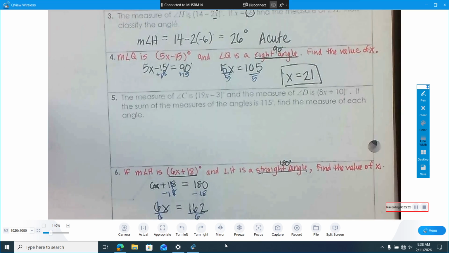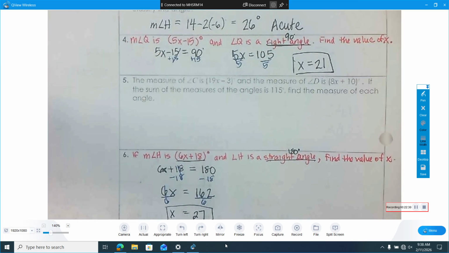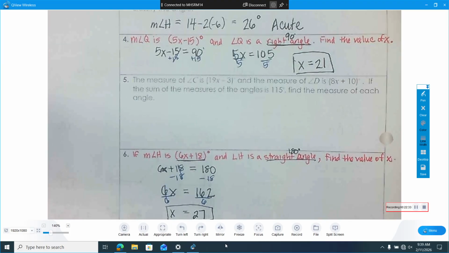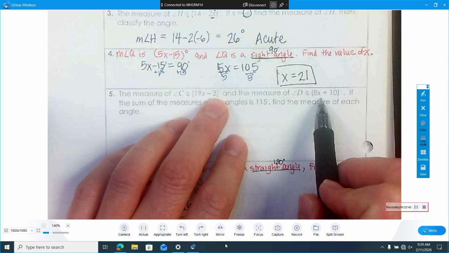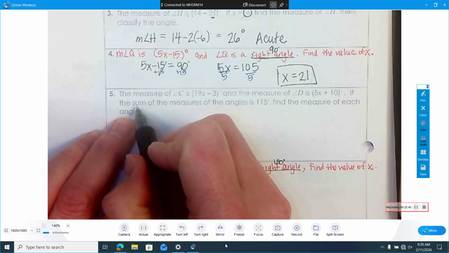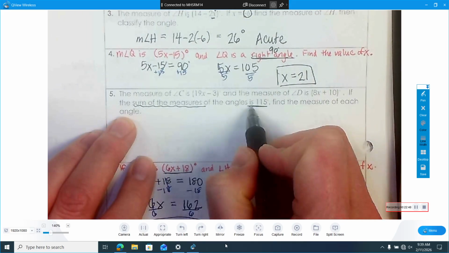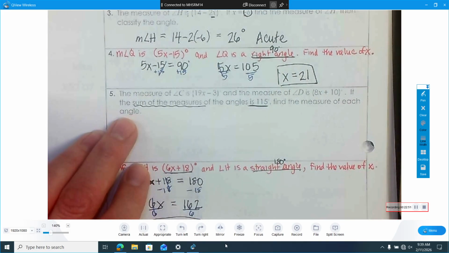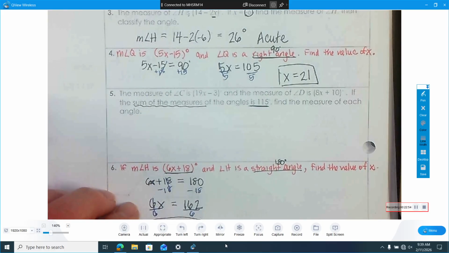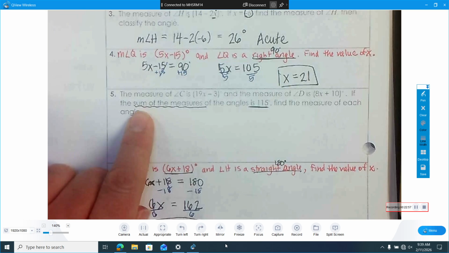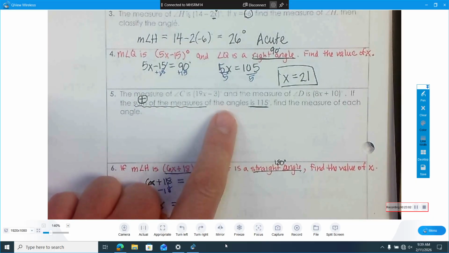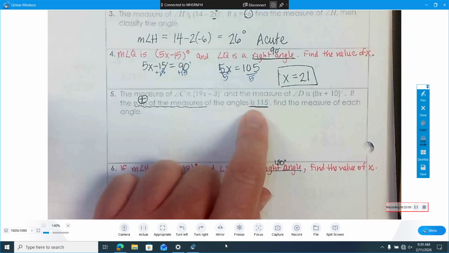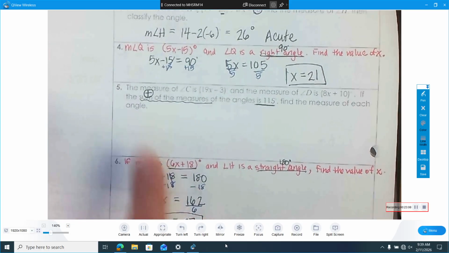We're almost done. Number 5, it says the measure of angle C is 19x minus 3 degrees. And the measure of angle D is 8x plus 10 degrees. If the sum of the measures is 115 degrees. If the sum, what does sum mean? Addition, yeah, sum means add them up. If the sum of the measures is 115 degrees, find the measure of each angle.